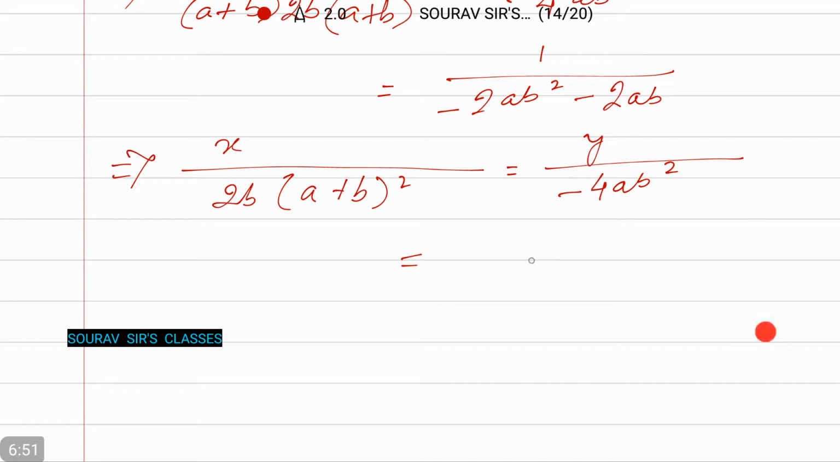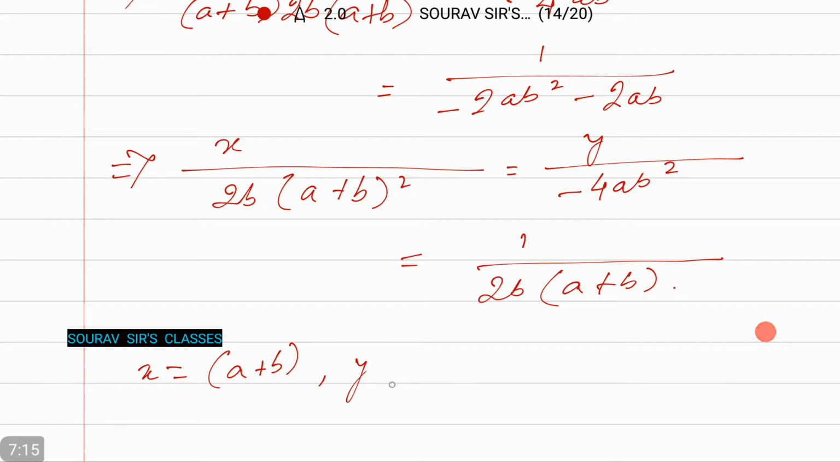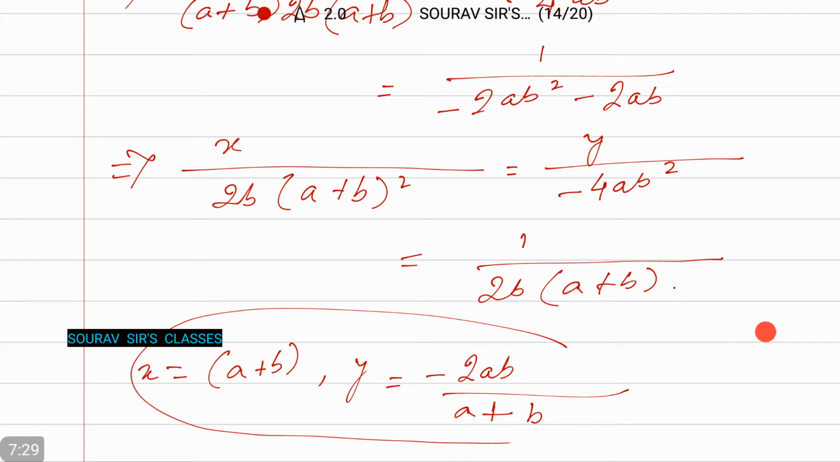equals 1 by 2b into (a plus b). So accordingly, you can solve this problem by cancelling out these 2's and doing a little manipulation. You will get x equals a plus b and y equals minus 2ab by (a plus b), and this is your required solution.